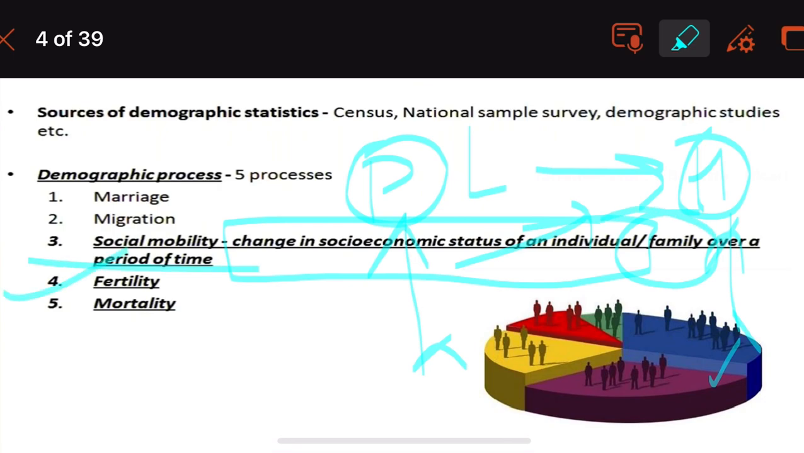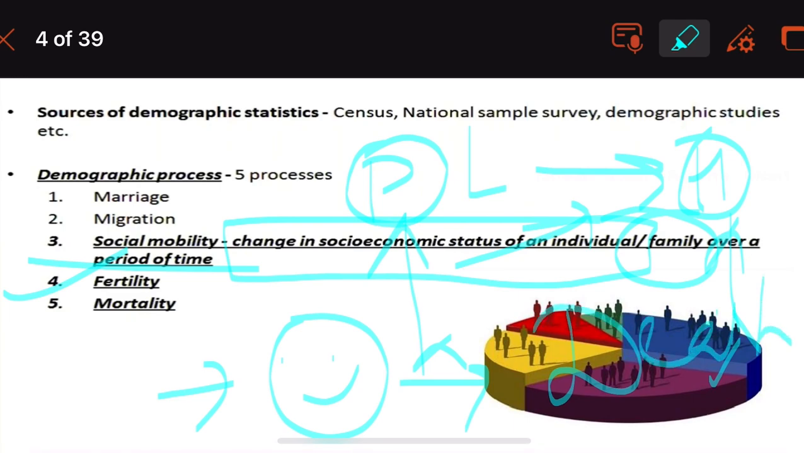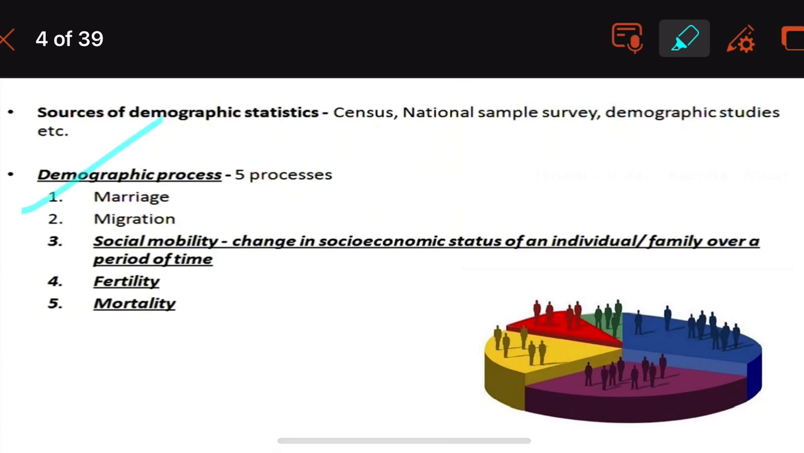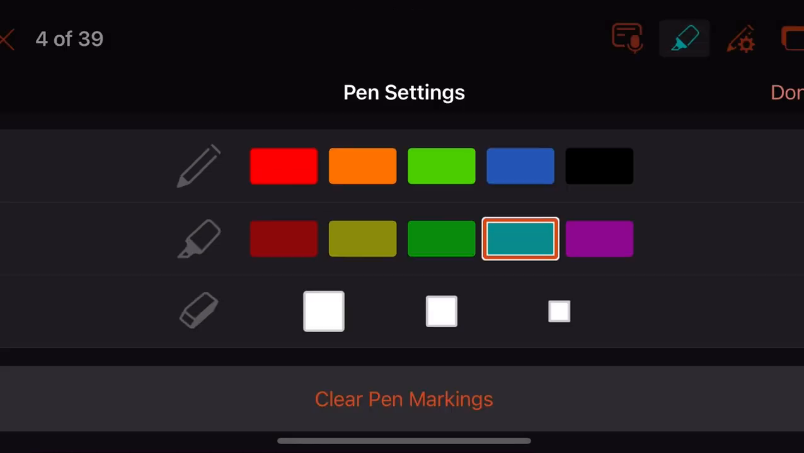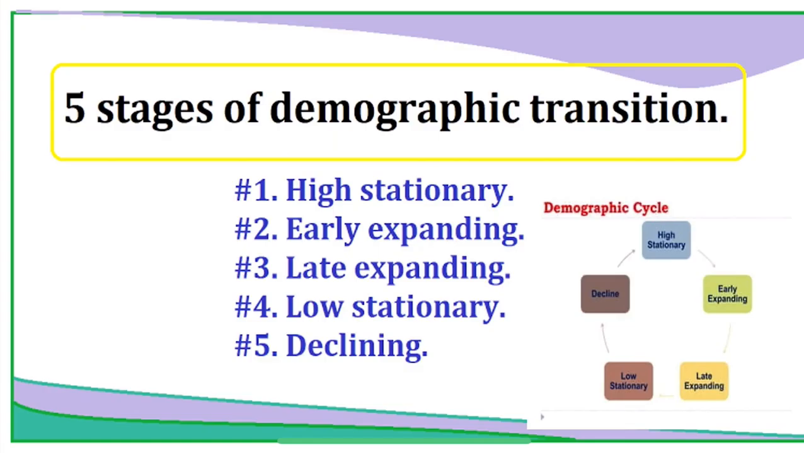Then comes fertility. Later on she gave birth to a baby. So then comes fertility and last comes death. So it's very clear, guys. That's marriage, migration, social mobility, fertility and mortality. So with this we complete the demographic process. Now let us move on to the demographic cycle. The 5 stages of demographic transition are given here.